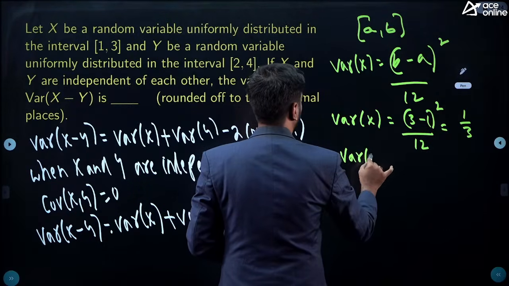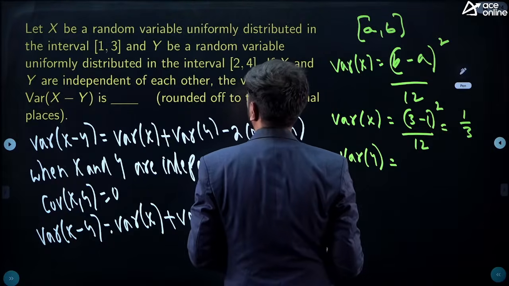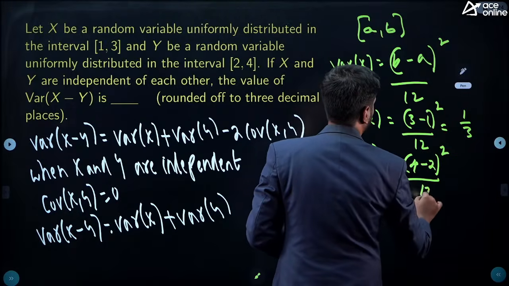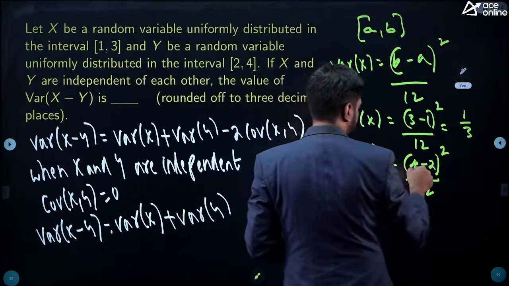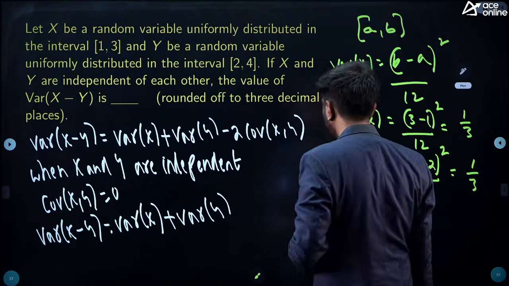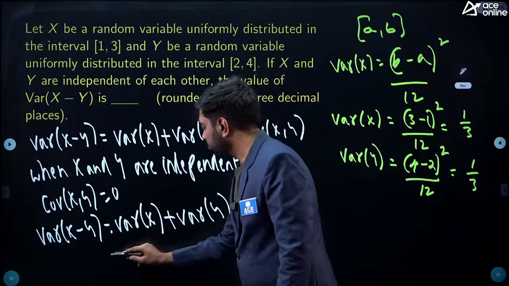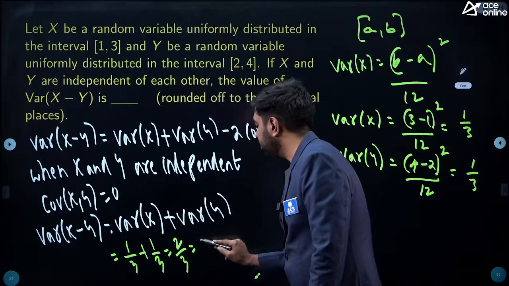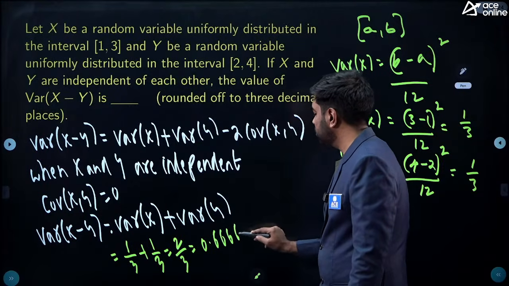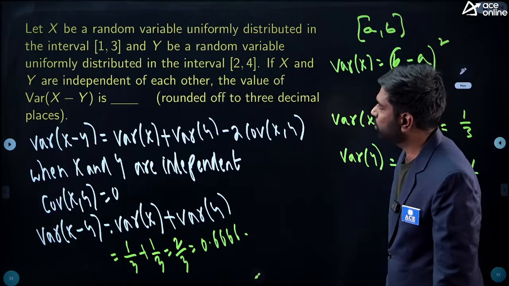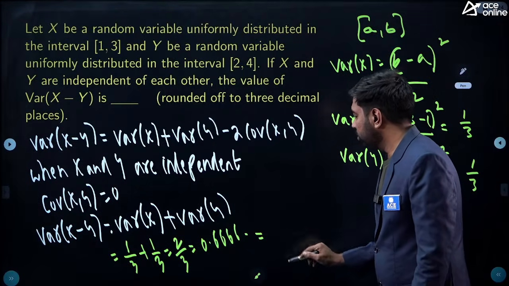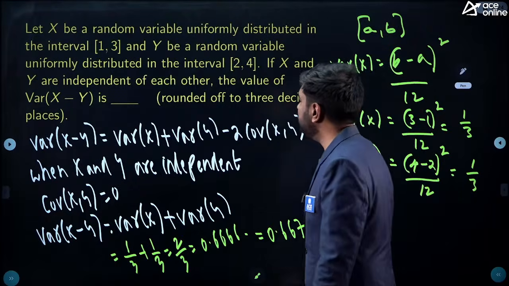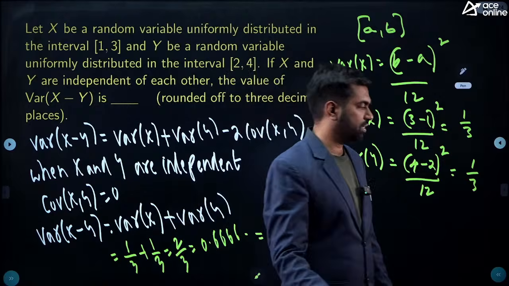What is variance of y? Again the same formula, b minus a whole square by 12. So it is 4 minus 2 whole square by 12. Again the difference is 2, 2 square is 4, 4 by 12 is 1 by 3. So now I have the variance of x and variance of y, which is 1 by 3 plus 1 by 3, which is 2 by 3. 2 by 3 value is 0.666 and so on, and he says round off to 3 decimals. So when you round off to 3 decimals, the answer is 0.667. This is the right way to round off.